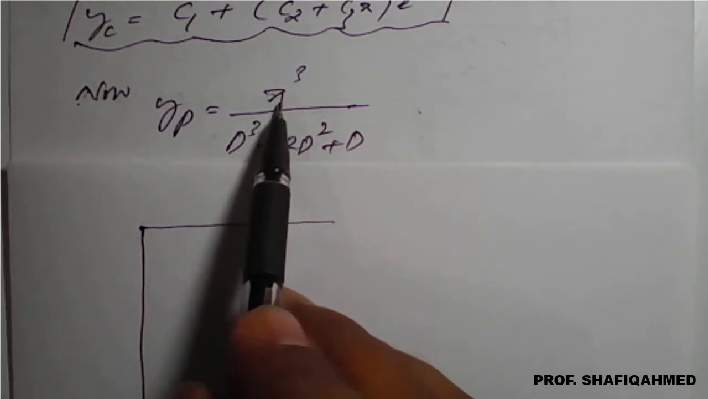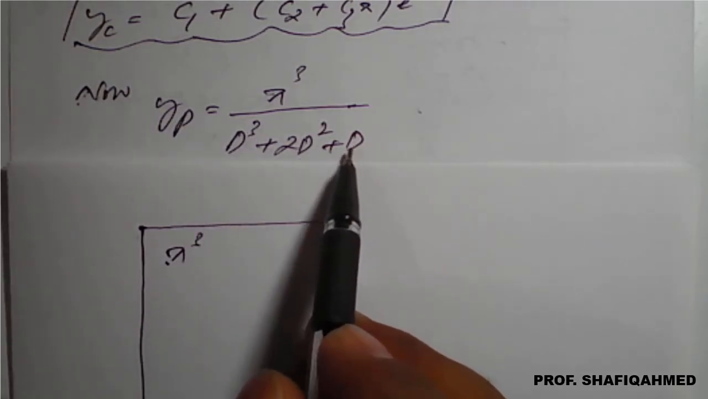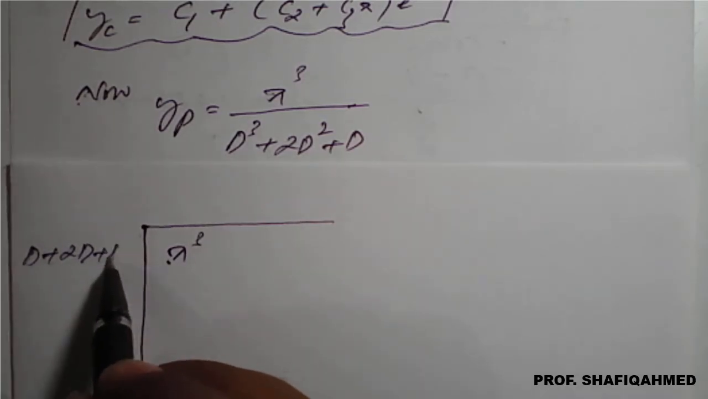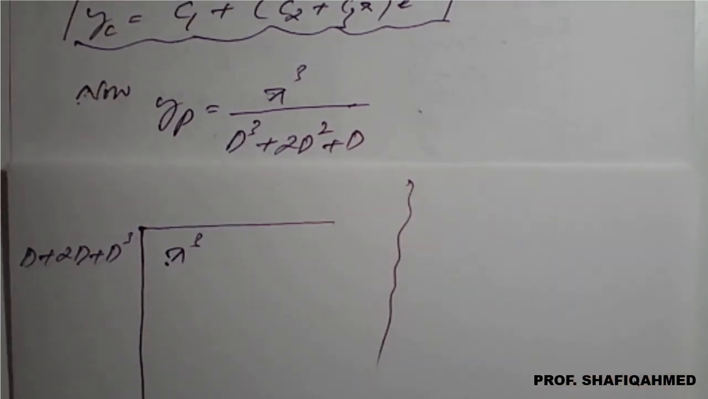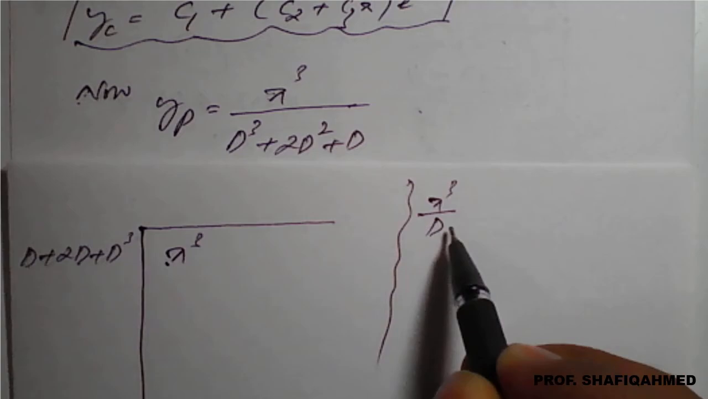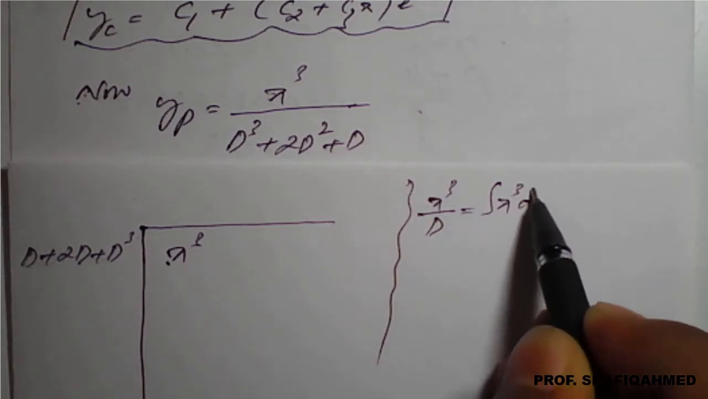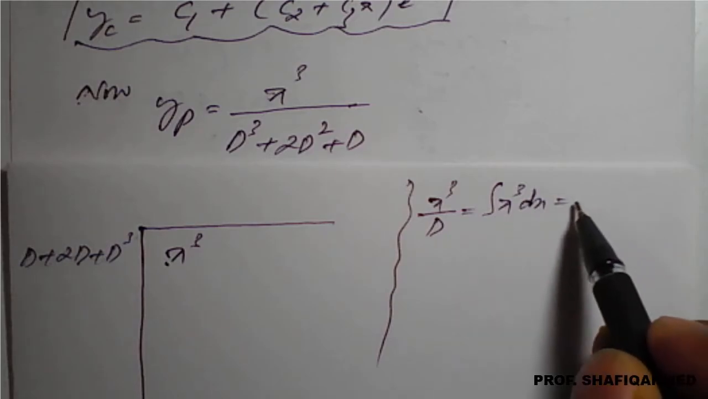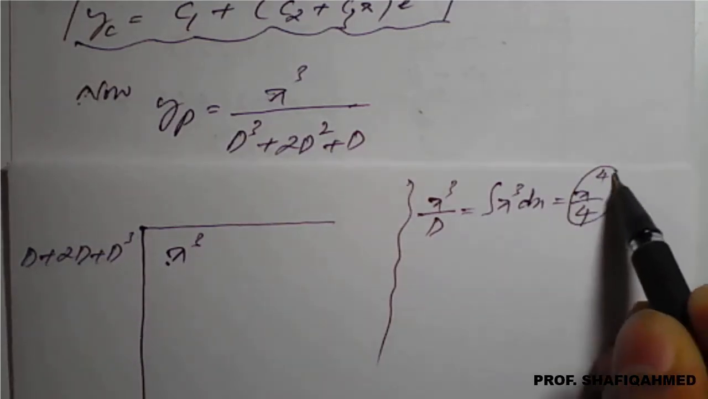Above we have only one term, x cube, so write x cube, and the denominator d cube plus 2d square plus d we have to write in ascending order: d plus 2d square plus d cube. Now go for the rough work. This first term, x cube divided by d. As we know, 1 by d is nothing but integration, so integration of x cube dx. Integration of x cube is x raised to 4 divided by 4. So this x raised to 4 divided by 4 we'll write here.